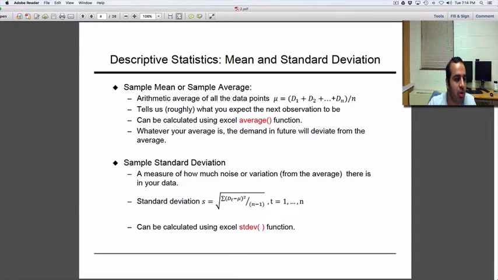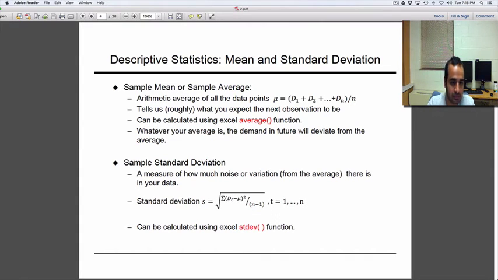Standard deviation, as we saw before, is a measure of how much noise or variation from the average there is in your data. The way to calculate it is to look at the difference between each demand and the average. Square the differences and add the squares for the entire data set. Divide by n minus 1, where your data has n points. Take the square root, and that gives you the standard deviation. It can also be calculated in Excel using the STDEV formula and its variants, which is simple and straightforward.